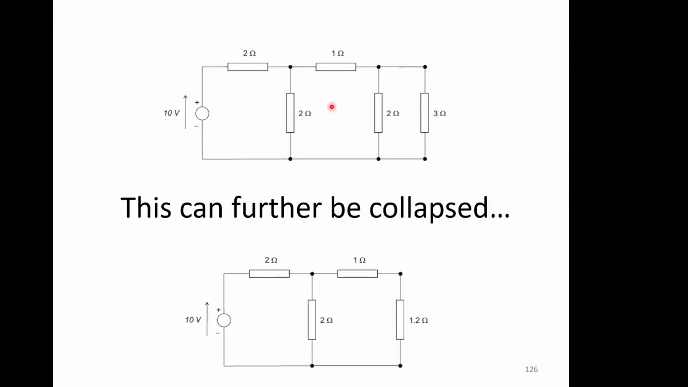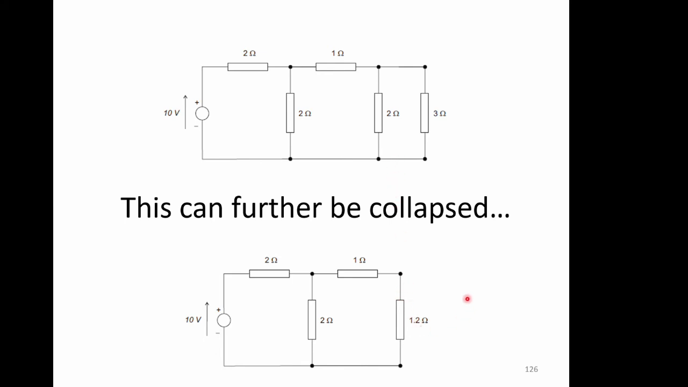We can carry on doing this, we can collapse this further, because this now is two resistors in parallel. And we can turn that into one equivalent resistance, which is 1 over 2 plus 1 over 3, and then we take 1 over that, and that gives us the equivalent resistance here, and that comes to be 1.2 ohms. Okay, so now we've taken that and we've turned it into that, and now our circuit is looking a lot more simple.